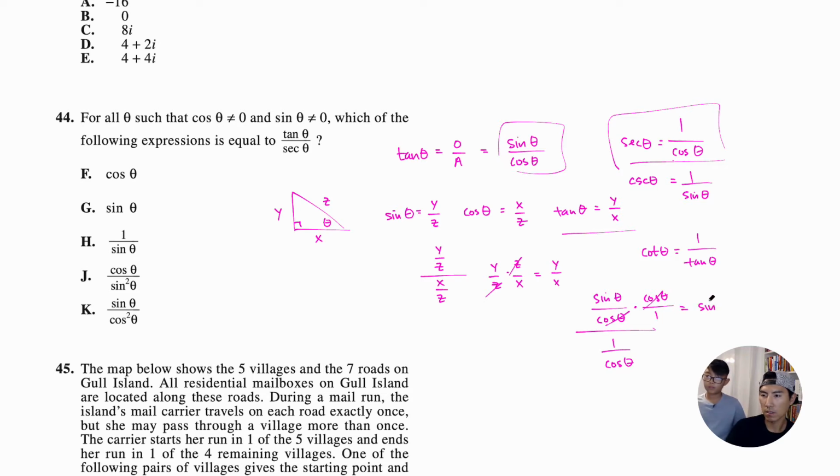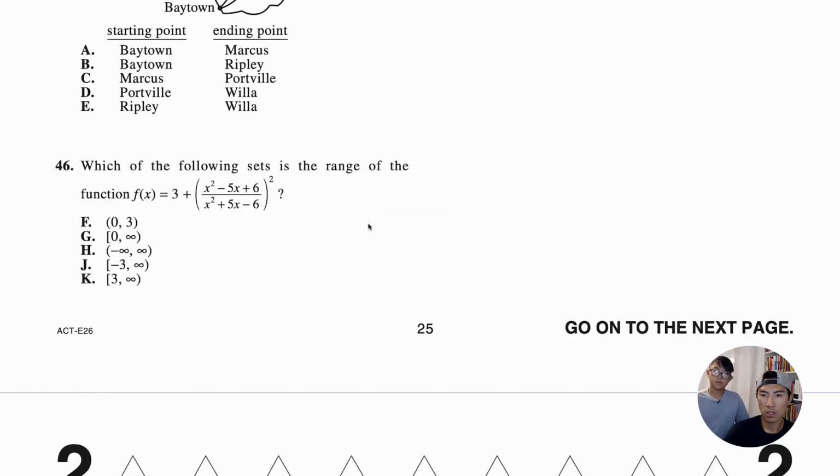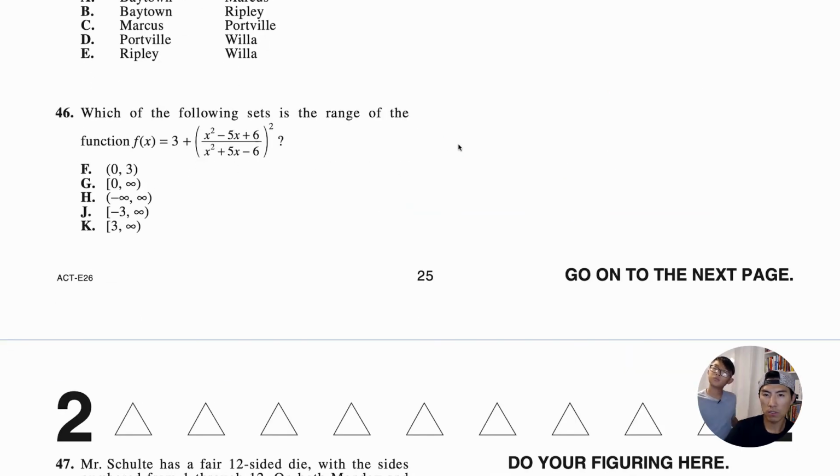So that's sine theta. All right, 46. Which of the following sets is the range of this function? If we were to graph this function, I have no idea what it would look like, but let's just say I graphed it and it was so weird. Let's just say it's something like this, right?